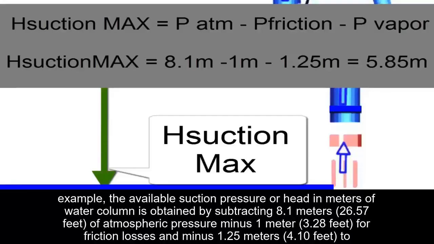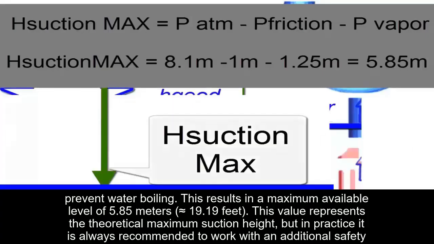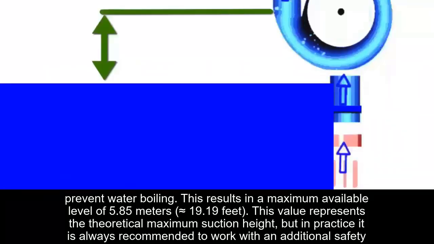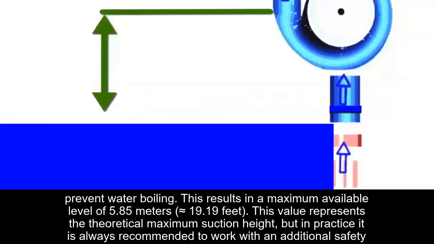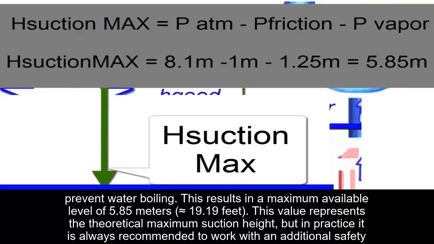6. In this way, for this example, the available suction pressure or head in meters of water column is obtained by subtracting 8.1 meters, 26.57 feet of atmospheric pressure, minus 1 meter, 3.28 feet for friction losses, and minus 1.25 meters, 4.10 feet to prevent water boiling. This results in a maximum available level of 5.85 meters, approximately 19.19 feet.